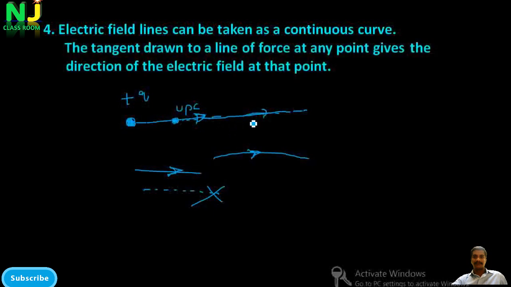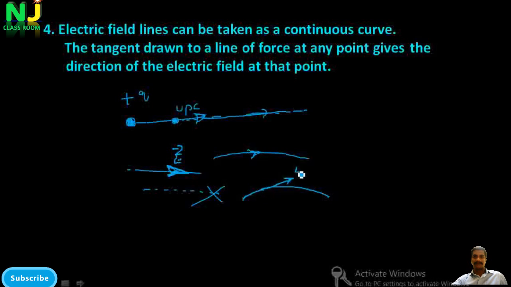So you see, the tangent drawn to a line of force at any point gives the direction of the electric field. If it is a straight line, there is no problem, this is the direction the electric field gives. So with a straight line it is very easy to know the direction of the electric field. If it is curved like that, how to represent the electric field?